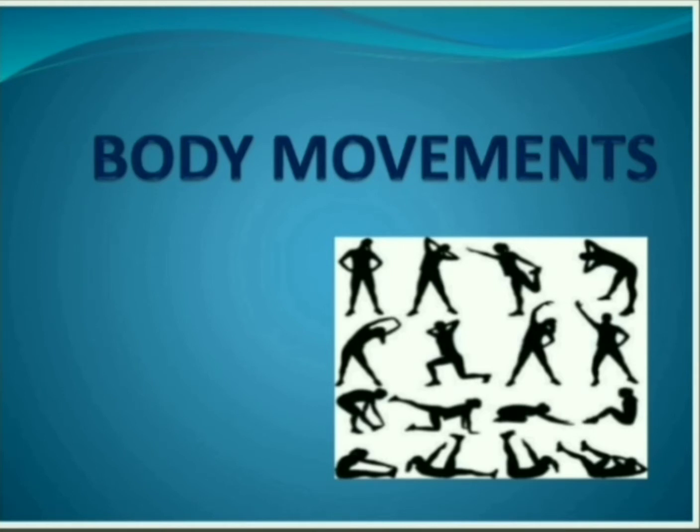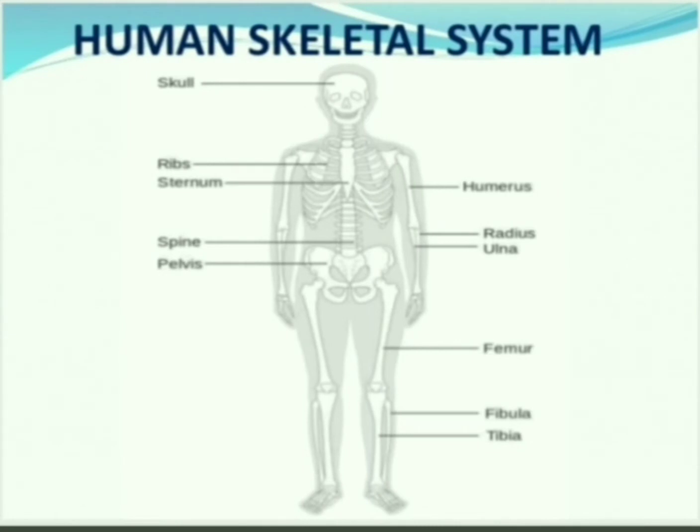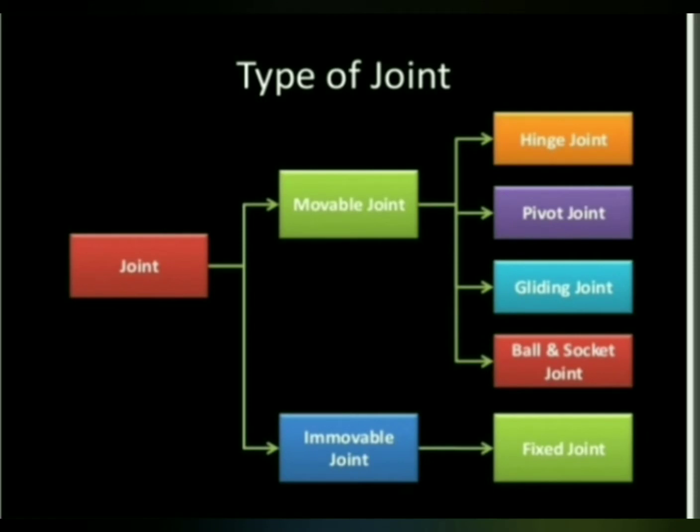What is the body made up of? The body is made up of bones, cartilage and muscles. See the picture of the human skeletal system. The human skeleton is made up of joints. Joints are classified into two types: movable joints and immovable joints. Movable joints are the ball and socket joint, gliding joint, pivot joint and hinge joint. Immovable joints are fixed joints.